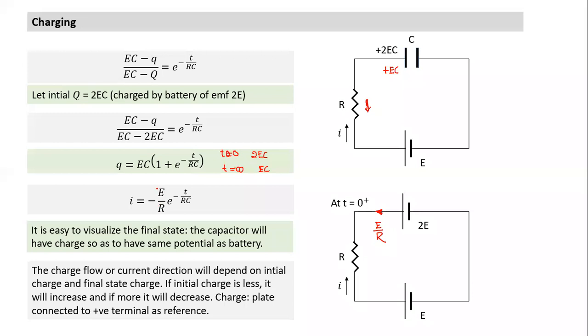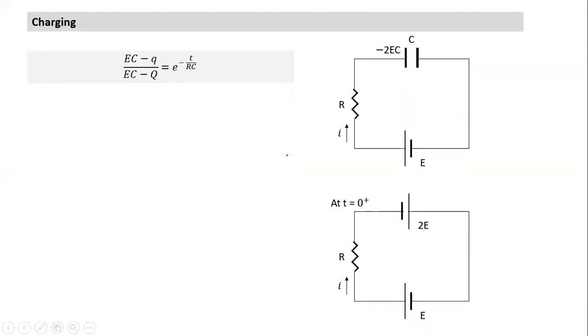Current will be maximum initially and keep declining till it reaches 0. It's an exponential decay curve, and the negative sign indicates the opposite direction. Just to get a better understanding, the initial charge was EC, and the capacitor plate having positive charge was connected to the positive terminal. What would happen if we make the connection in a different way?